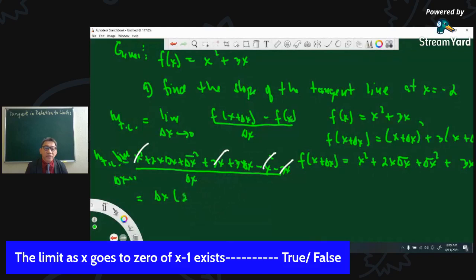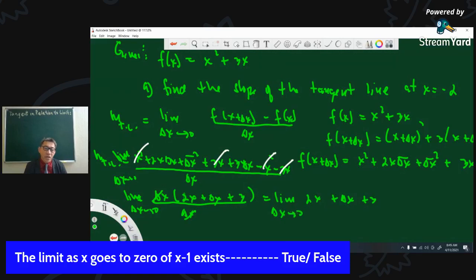So this is 2x plus delta x plus 3, all over delta x, with the limit as delta x approaches 0. Now the delta x will cancel, so you are left with the limit of 2x plus delta x plus 3 as delta x approaches 0. When delta x approaches 0, it doesn't mean it is 0. It approaches 0.